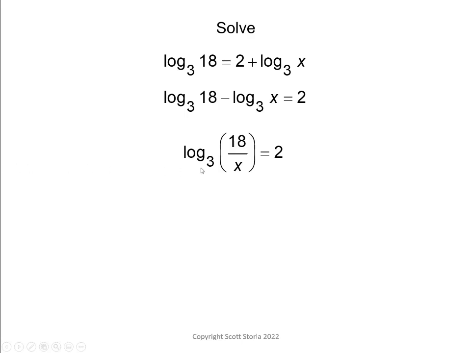Now I'll rewrite into exponential form and get 3 squared equals 18 over x. And of course this is 9. And so I'm going to multiply both sides by x. And that's going to give me 9x equals 18, because if I multiply the right side by x, I can just reduce that factor in the denominator. And then I'll divide by 9 and get x equals 2.